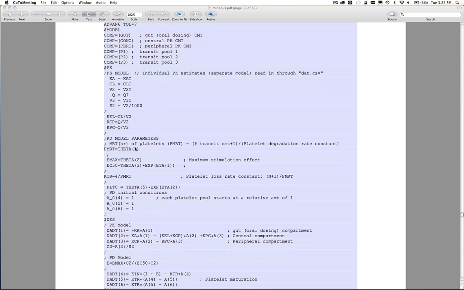And so we actually parameterize this in terms of a mean residence time, if you will. If you recall from basic PK, generally if you do 1/k in a first order process, you have that mean residence time. And so we play off of that same derivation here, where the mean residence time, in this case for the platelets, is equal to the number of those transit compartments, so if you change the number of transit compartments you're going to have to make an adjustment here, plus one, divided by that degradation rate constant. So that's K transit. And so actually you then define your population mean residence time for platelets as THETA(1).